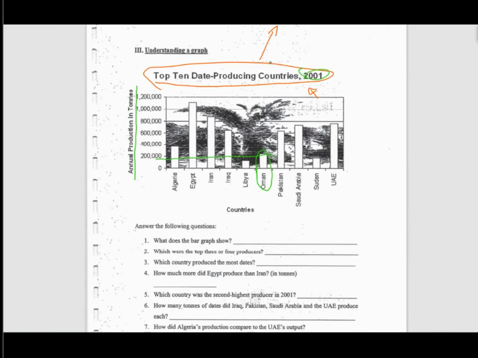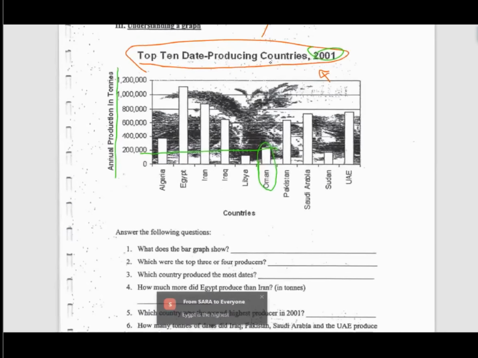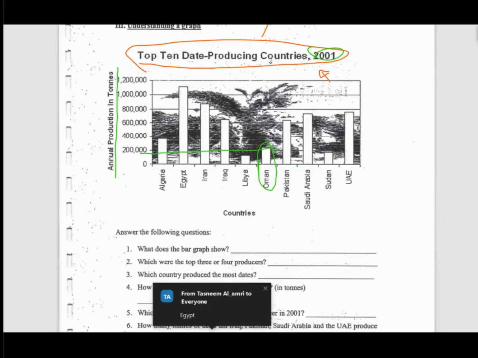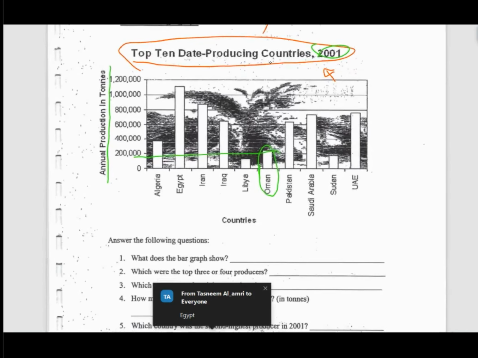Okay. What is the trend here? If I want you to get a trend, what is the trend? The trend is Egypt. Very good. So you will look at the highest. In the trend as well, you can put the highest and the lowest. So it's either the highest only or the highest and the lowest in the trend.